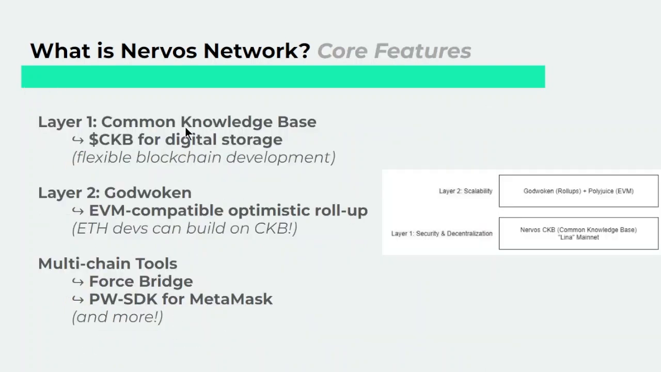Just a little bit of an overview. So what is Nervos Network? Our core features are our Layer 1, Common Knowledge Base, CKB, for digital storage. Our Layer 2, Godwoken, an EVM compatible optimistic rollup, and our multi-chain tools.